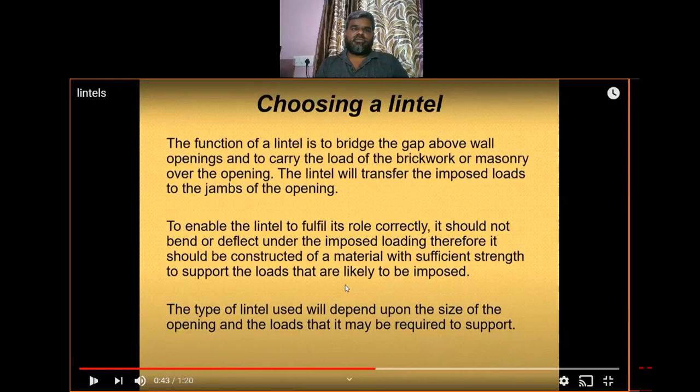See the functions of lintel. The function of a lintel is to bridge the gap above the wall opening and to carry the load of the brickwork or masonry over the opening. The lintel will transfer the imposed loads to the jambs of the opening. To enable the lintel to fulfill its role correctly, it should not bend or deflect under the imposed loading effect. It should be constructed of a material with sufficient strength to support the loads that are likely to be imposed. The type of lintel used will depend upon the size of the openings.